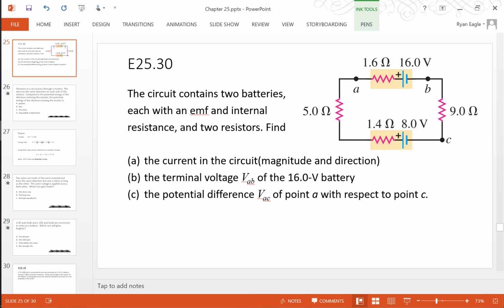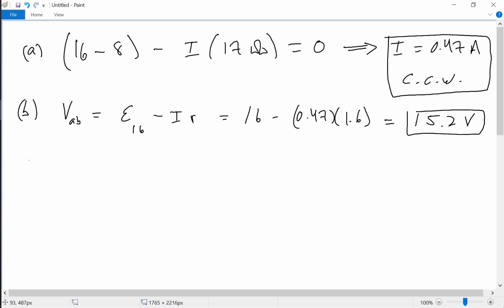And for part C, the potential difference VAC of point A with respect to point C. So point A is up here in the upper left, and point C is down here in the lower right. So traveling from A to C, counterclockwise with the current, we're following the current, and current flows from high to low potential. So we expect point A to be at a higher potential than point C. And remember, by convention, V sub AC means the potential at A minus the potential at C. So we expect this to be a positive value.